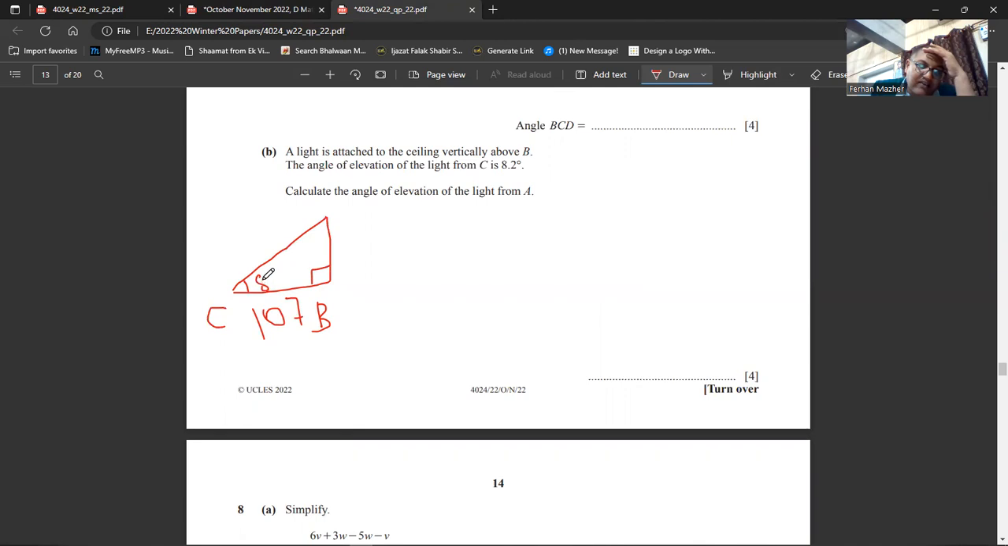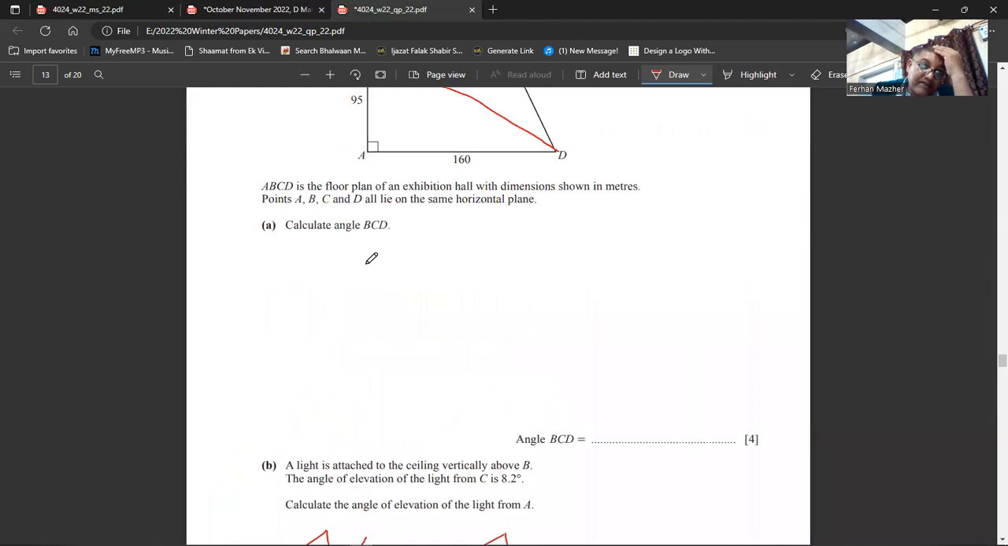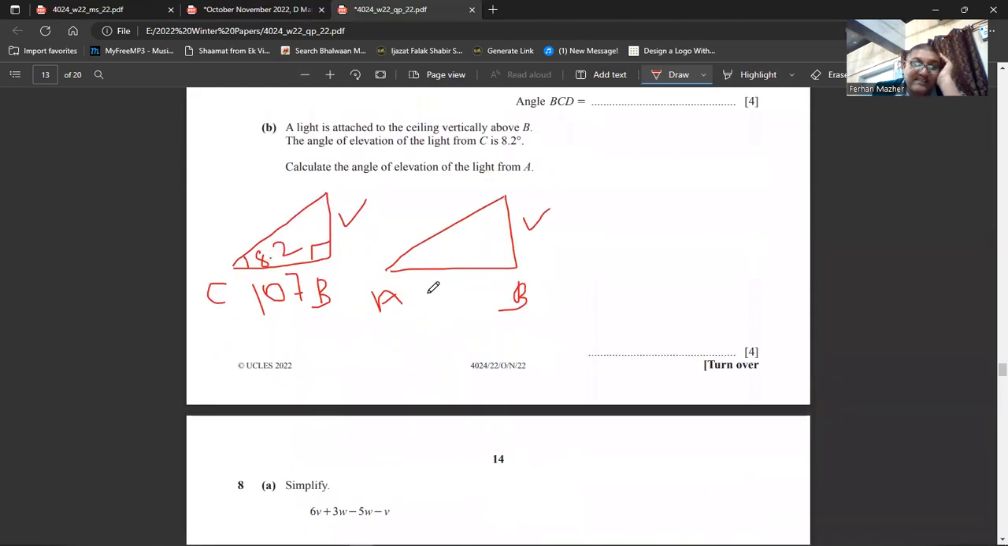This is 8.2 degrees. Here I will apply the tan and I will find out the height of this light. Then I will use this diagram. Here, I know the height of the light. This is the B and this is the point A, and I know the distance between A and B. The distance between A and B is 160.